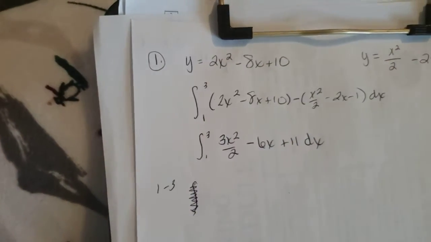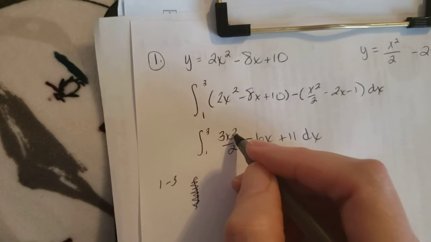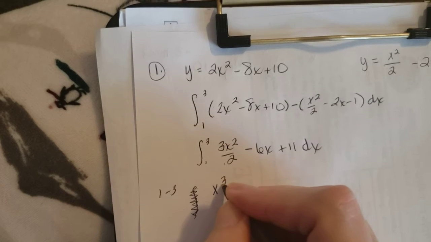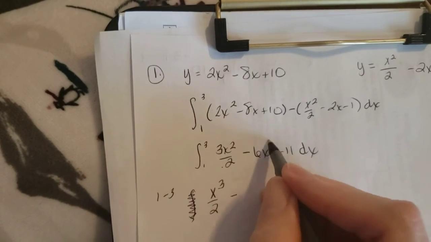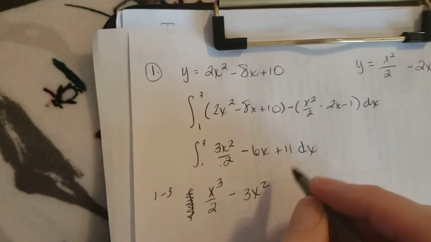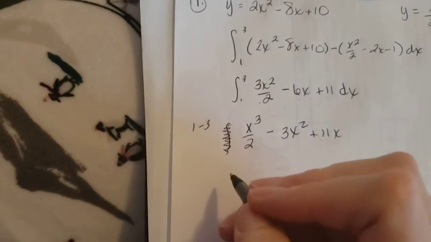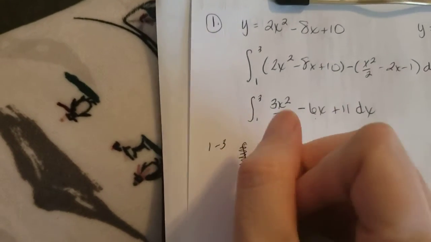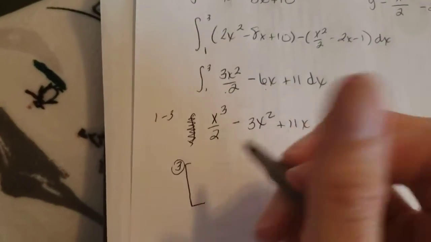So this becomes 3x to the third power, and then I would divide by 3, so this just becomes x to the third power over 2. This becomes minus 6x squared over 2, so minus 3x squared, and then this becomes plus 11x. So now I plug in the highest number first, so 3, and I'm just writing that out to keep track of it.